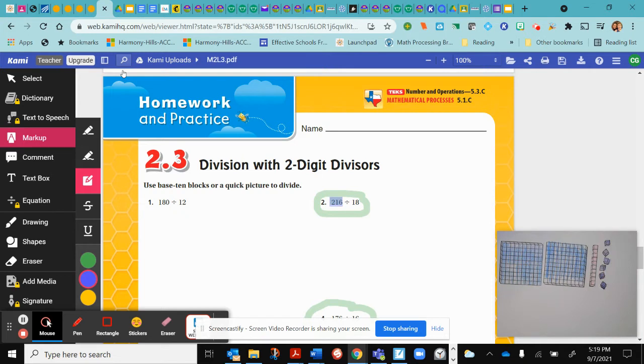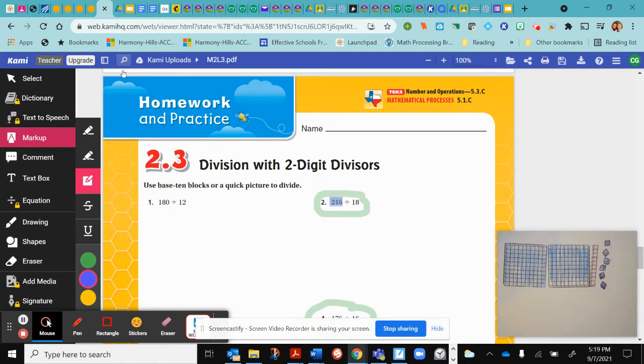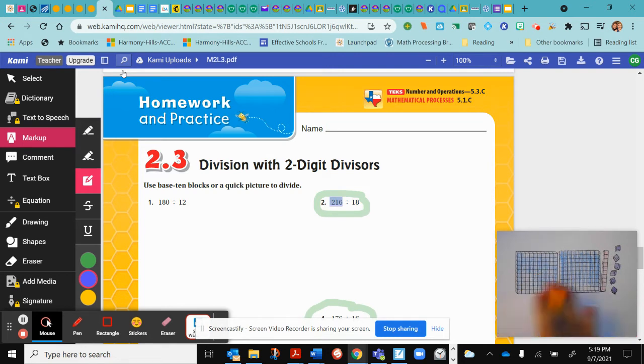So now it says that I needed to get 18. I have 18 in each group. So how many groups can I make out of that? So I'm going to get my pencil, and we talked about this in class. This is a 10 by 10. And because I know it's a 10 by 10, I know that on this side here is going to be my divisor, and I'm going to write divisor here.